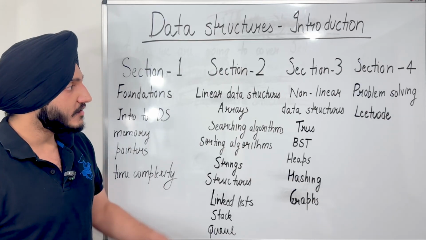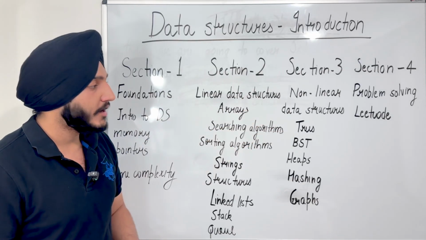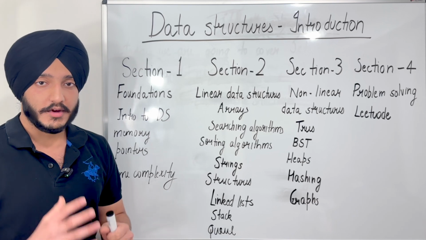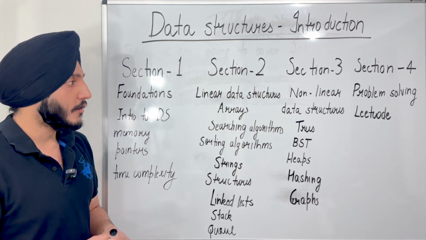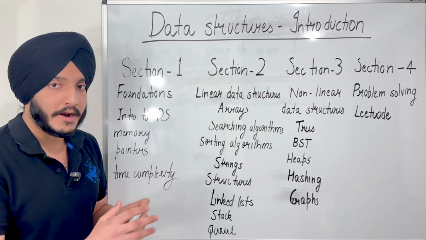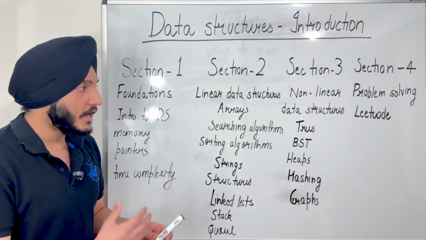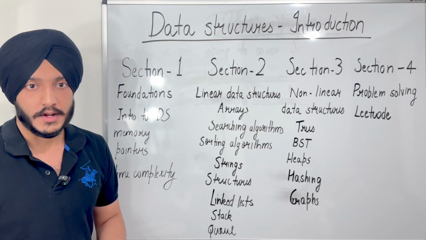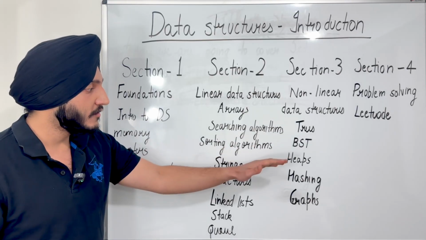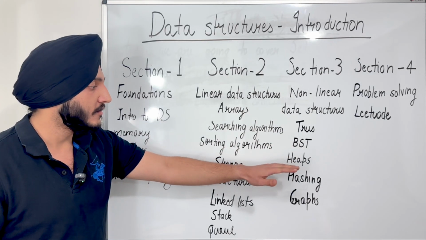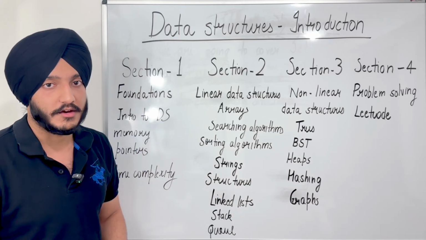Moving on. In section 3, we will be covering non-linear data structures. These are going to be more difficult to understand. They have a lot more understanding required in a sense, and they are also tricky to implement in LeetCode questions as well, right? So it's going to be trees, BSTs, heaps, hashings, graphs, etc., right?